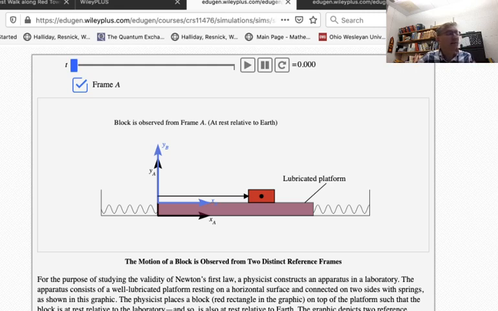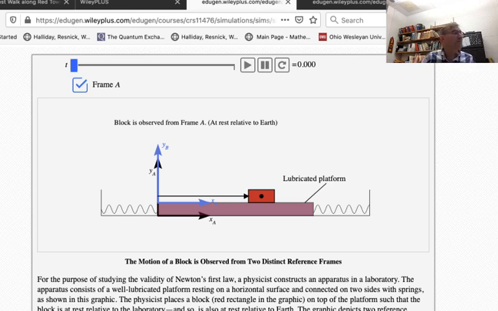On the left end of this platform, we've connected one end of a spring. The other end of the spring is fixed to a wall on the left. On the right end of the platform, we've connected the end of another spring, and its other end is connected to another wall. You can see the two springs there. I've also got a reference frame called frame A that is shown by the black arrows labeled XA and YA. That's reference frame A, and it's going to be fixed relative to the Earth, fixed relative to this tabletop.